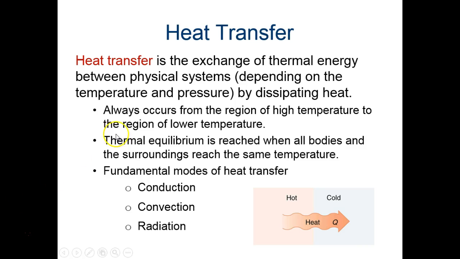So heat transfer: transfer means exchange, and heat is thermal energy. Temperature and pressure do have to do with it. Since we're talking about buildings basically at sea level, pressure is relatively the same, so we're really just talking about the temperatures outside. These are the three kinds we're going to talk about in this video.